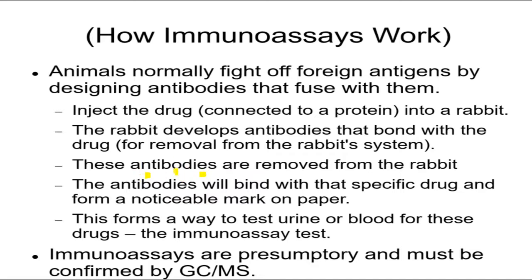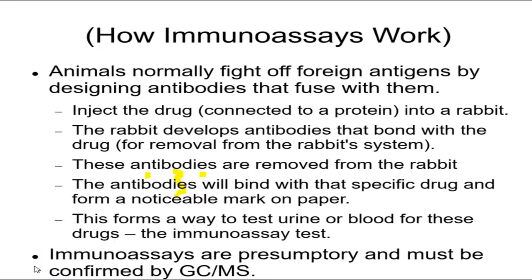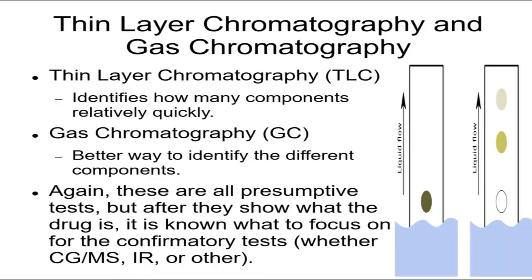If right when they flow together, they develop some kind of dark spot right over here, that means the antibody over here is reacting with this drug. That means that antibody, which was designed to interact only with this drug, is actually interacting with this sample. There must be that drug in this sample. That's generally the way these immunoassays work. They're presumptive, and we try to confirm them with a GCMS, the gas chromatography, mass spectroscopy, because the mass spectroscopy tells us exactly what we have.